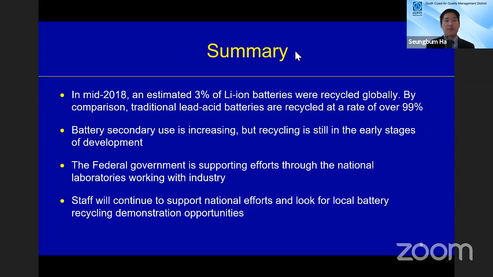So this is pretty much in line with our AQMD's portfolio for the research and demonstration for renewable energy storage and microgrid. In the meantime, the federal government is supporting research effort through national labs working with industry, and AQMD staff will continue to support the national effort and look for local battery recycling demonstration opportunities. Thank you.